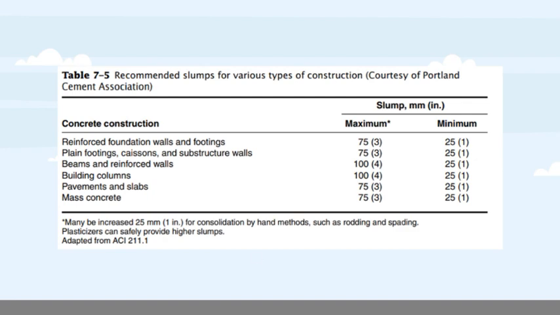So the procedure is, first, select a water to cement ratio that satisfies the requirements for concrete strength, durability, and water tightness, which we saw earlier in Table 7-4. Next, we select the workability or slump required, from Table 7-5.